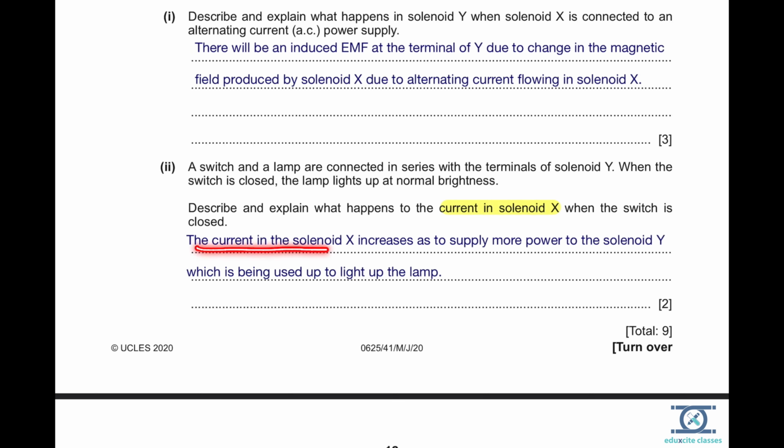The current in solenoid X will increase so as to supply more power to solenoid Y, which is being used up to light the lamp. When the switch is closed, electromagnetic induction takes place and current passes between the terminals of Y as the circuit is closed, and the lamp lights. Now it is continuously using power, so to supply more power, solenoid X has to increase the amount of current flowing in it. So the current in solenoid X increases to supply more power to solenoid Y for lighting up the lamp.